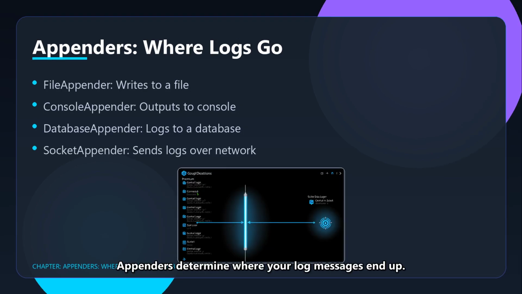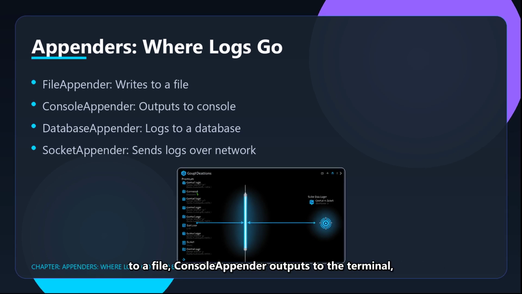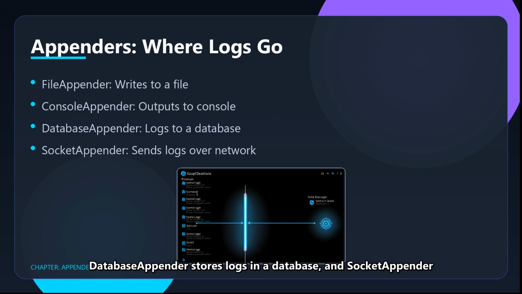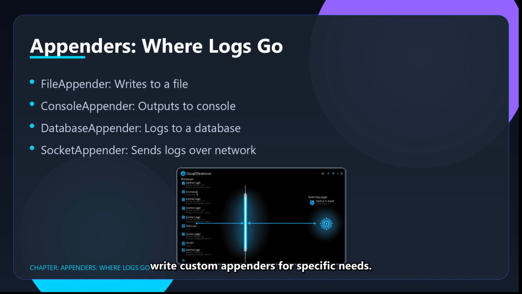Appenders determine where your log messages end up. Log4php provides several built-in appenders. File appender writes logs to a file, console appender outputs to the terminal, database appender stores logs in a database, and socket appender sends logs over a network. You can even write custom appenders for specific needs.